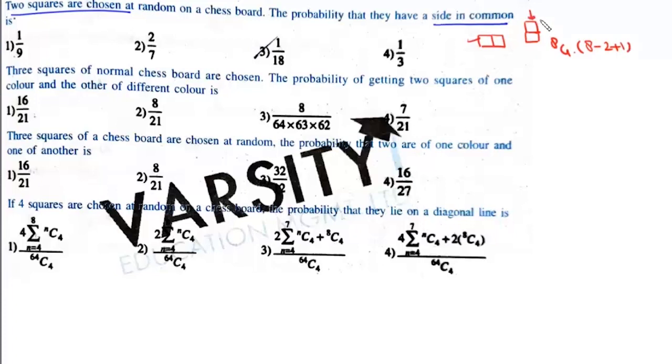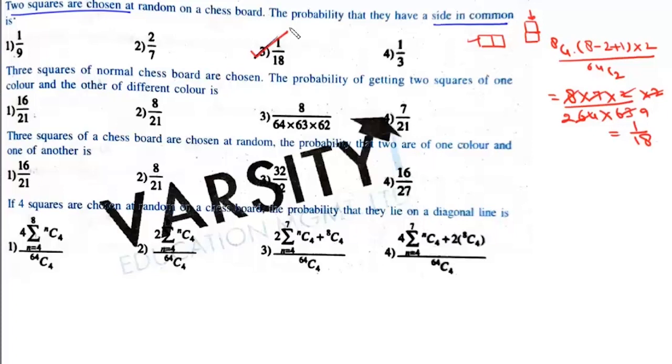In the same way, from 8 vertical, we can choose any one in 8C1 ways. And again, from 8 squares, 2 connected can be done in 8 minus 2 plus 1. So total case will be this into 2 divided by 64C2. Now this is 8 into 7 into 2, and this is 64 into 63 into 2. Now this is 8, 4, this is 2, and 7, 9. So this probability will be simply 1 by 18. So the probability that they have a side in common is 1 by 18, and that's your option 3.